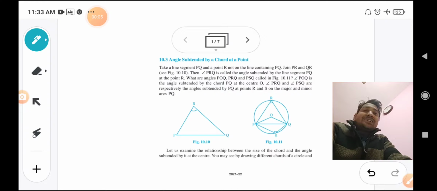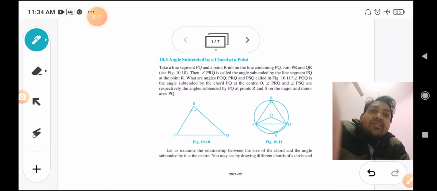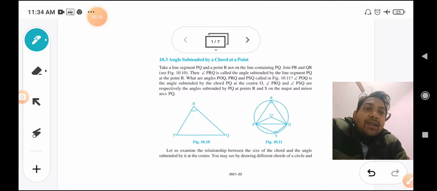I think in the last class we have already covered circles and terms related to the circle, and we solved exercise 10.1 in detail. So proceeding from that point onwards, in this video we will see some of the concepts and after that we will solve exercise 10.2 in detail. I think you might have seen the video and you have understood the concepts very well. So let's start. Here is 10.3, angle subtended by a chord at a point, right?